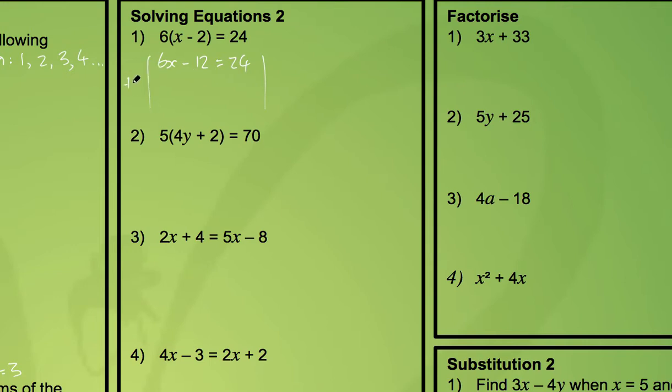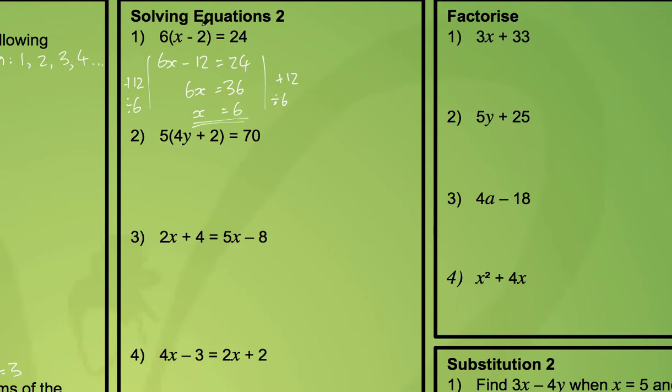Add a 12 to both sides, doing that inverse operation to get the x's on their own. 6x equals 36, 24 plus 12. Divide by 6 to get the x on its own. X equals 36 divided by 6, which is 6.